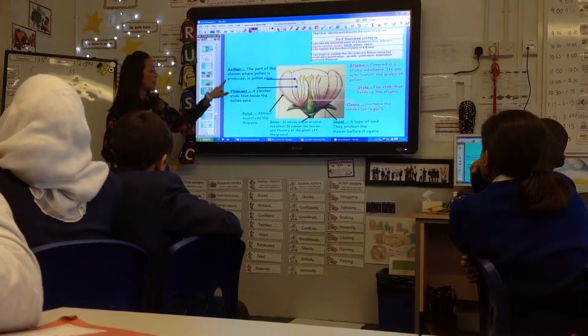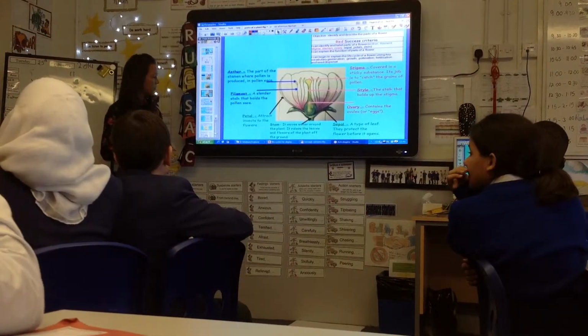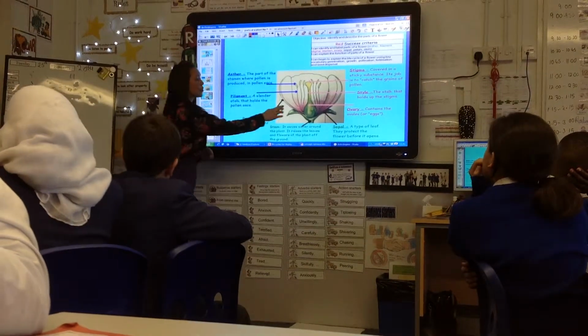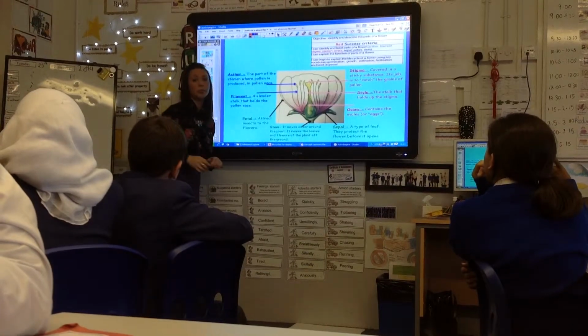So that's called the anther, filament. Alex, can you read this out? A slender stalk that holds the pollen. Good, so a slender stalk, so from here, where the pollen is made, it holds up that pollen, doesn't it?